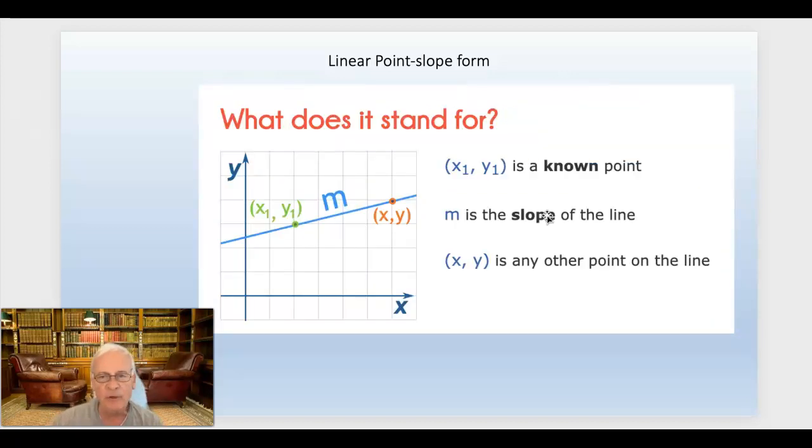Again, what does it stand for? Basically, look at one point, so the x1 and the y1, you plug into the formula. They're known numbers. And then m is the slope. That's another known number. You put it into the equation. And then the x and the y is just any other point. So think of the x and y, this red one, just sliding up and down. That's the variable. It changes, okay?